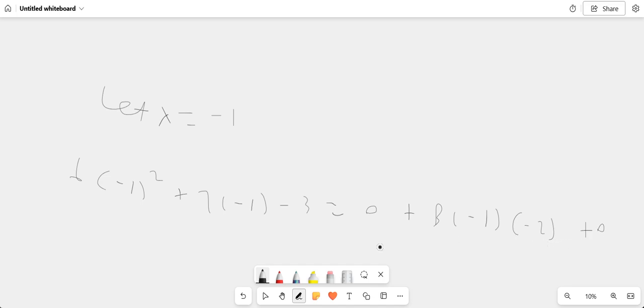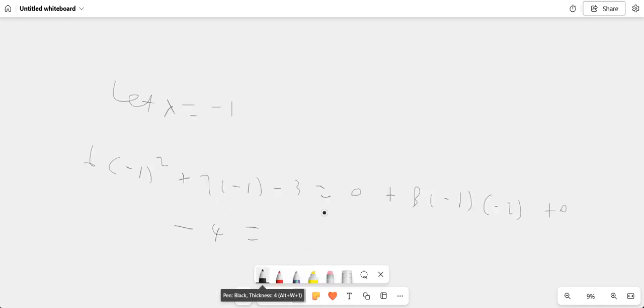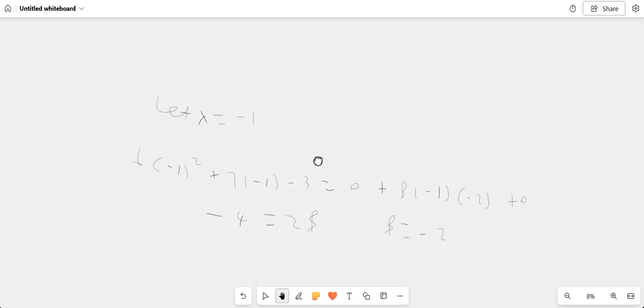The c part will be 0. Put all that in there, that's minus 4. And on the right hand side, the b, minus 1 times minus 2 is just positive 2. So 2b. So therefore b is equal to minus 2. Part B, final question.